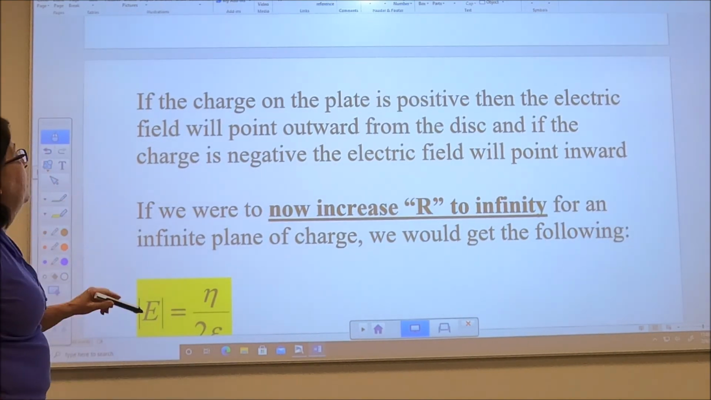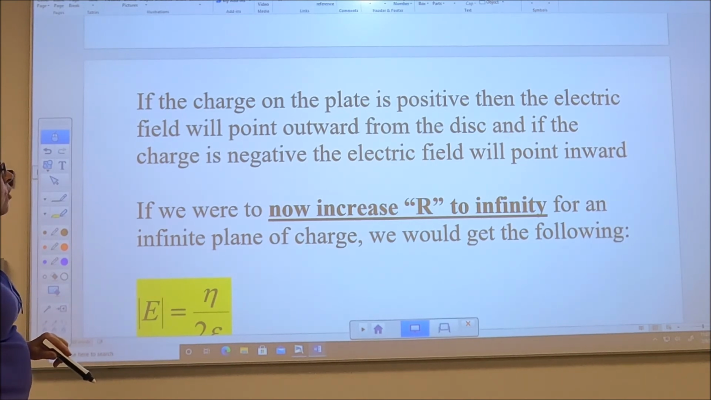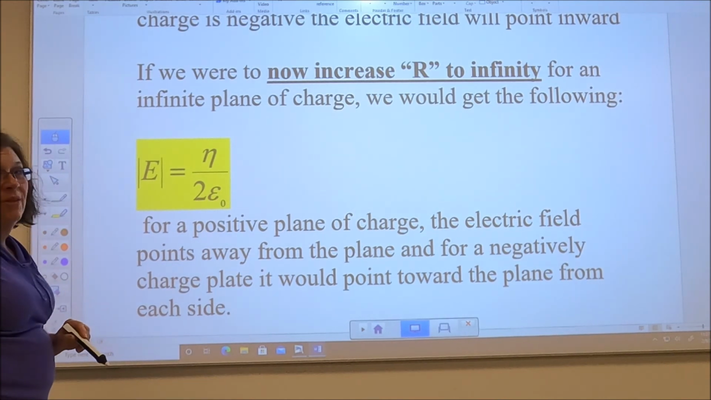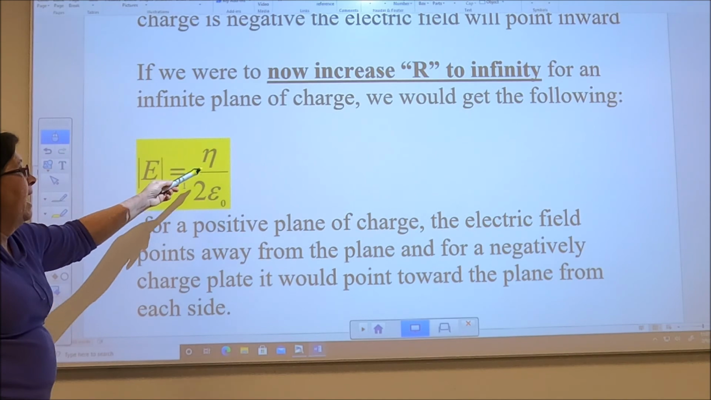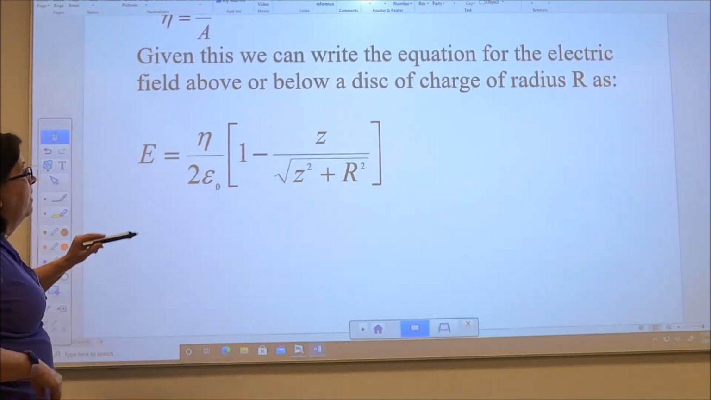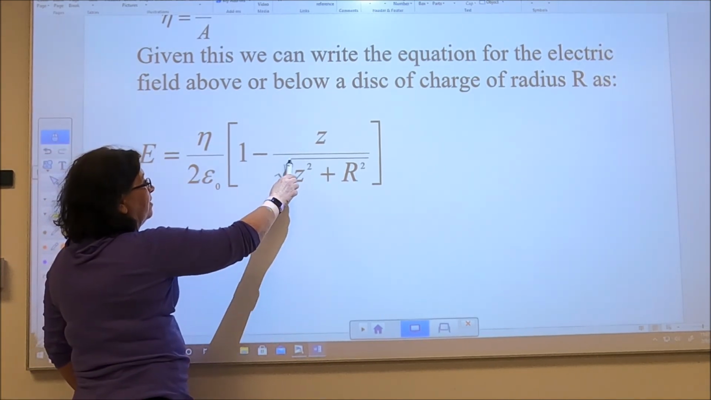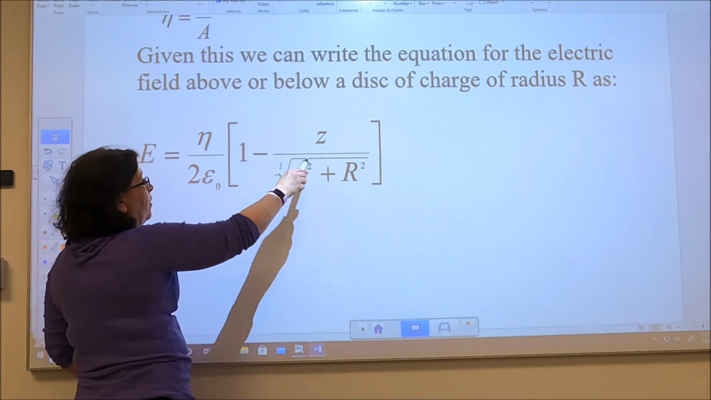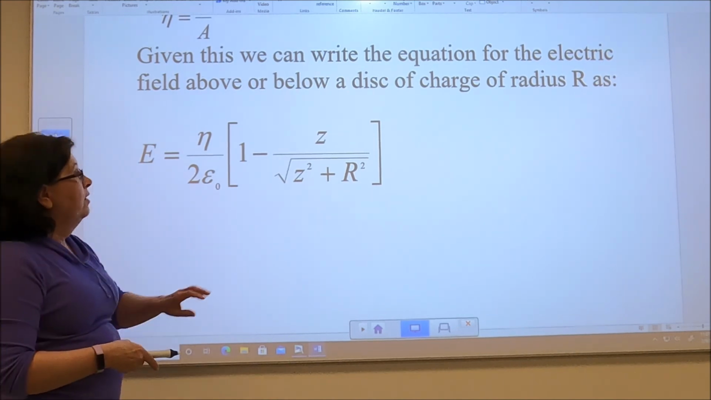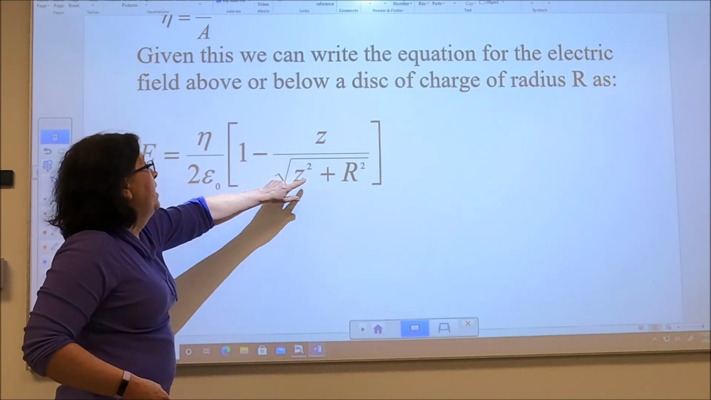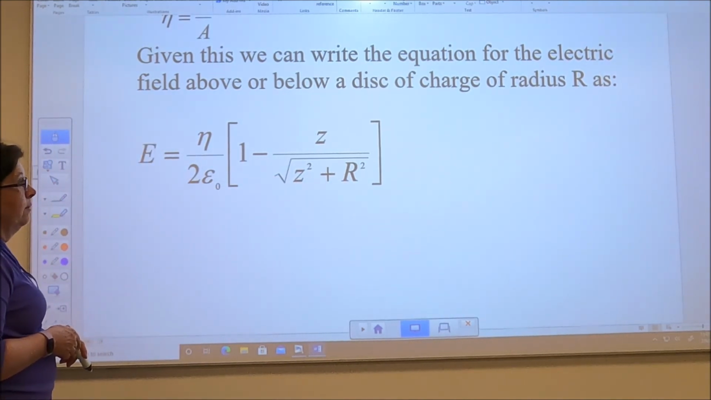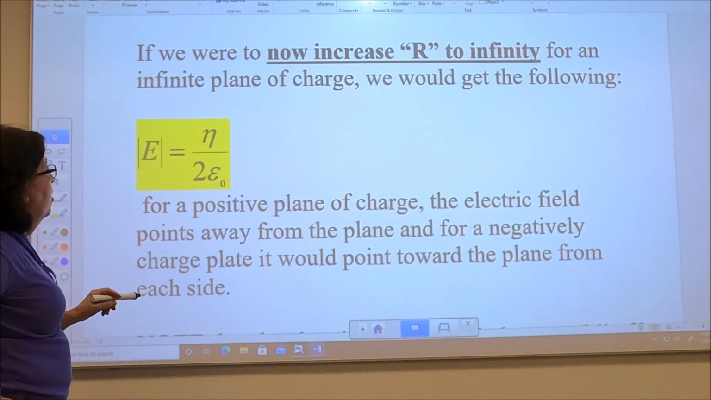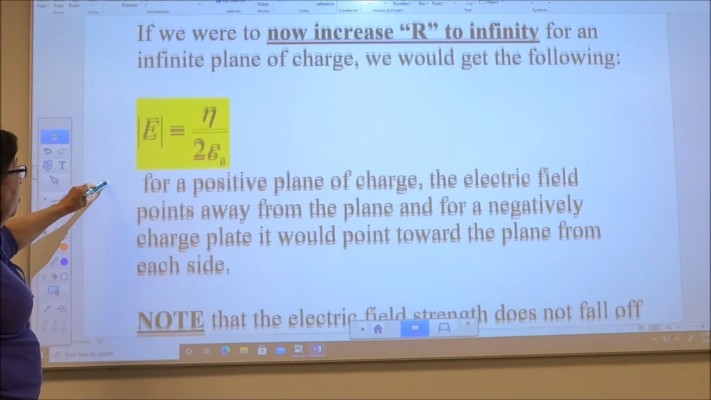If the charge on the plate is positive, then the electric field will point out from the disk, and if the charge is negative, the electric field will point inward. If we now increase R to infinity for an infinite plane of charge, it becomes a very easy equation. E, the strength of the electric field, is equal to eta over 2 epsilon 0. Because let's look at this guy. As R approaches infinity, this term approaches 0, and 1 minus 0 is 1. So you're left with just the 1 as R approaches infinity. So the magnitude is equal to eta over 2 epsilon 0. For a positive charge, it's going to point away. For a negative charge, it's going to point toward.